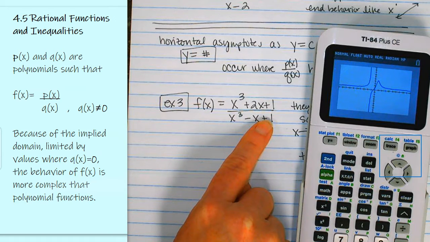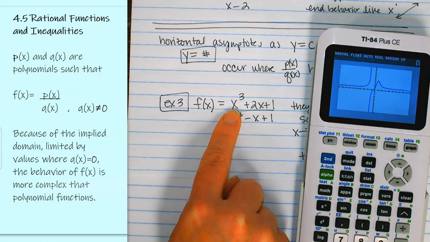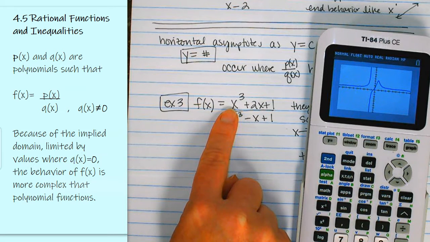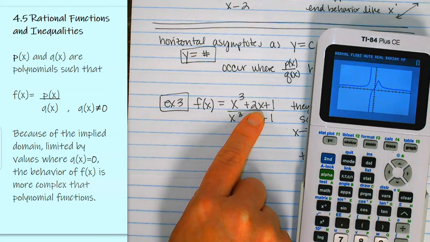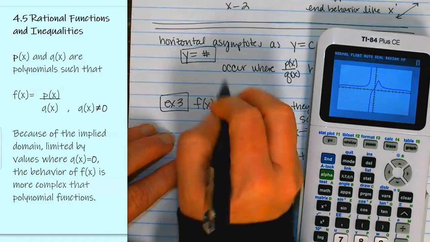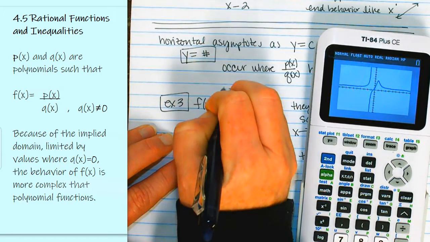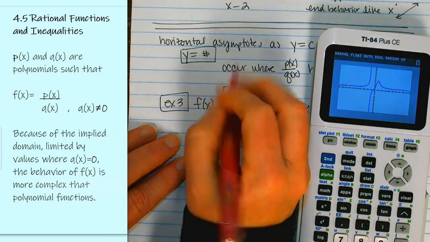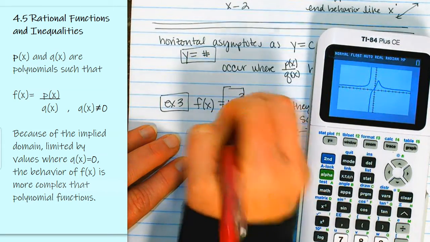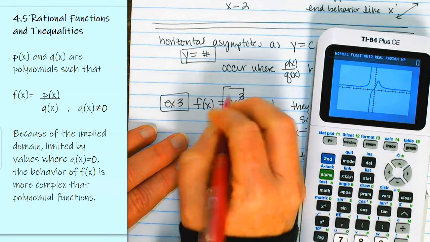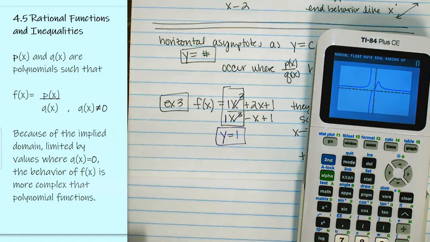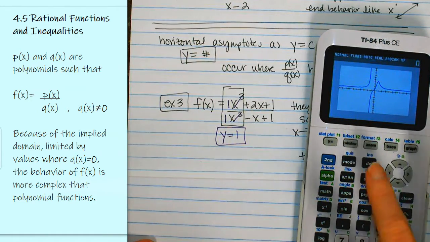These numbers are going to be very small as we approach, say, 1,000,000,000. This is going to be 1,000,000,000 cubed, and this is just 2 times 1,000,000,000. This is huge, and this is inconsequential. And so essentially, we're looking at these growing at the same rate. And what happens is, in theory, this is like 1 over 1. The x cubes cancel, and this is y equals 1, our horizontal asymptote. And let's see if we can see that.